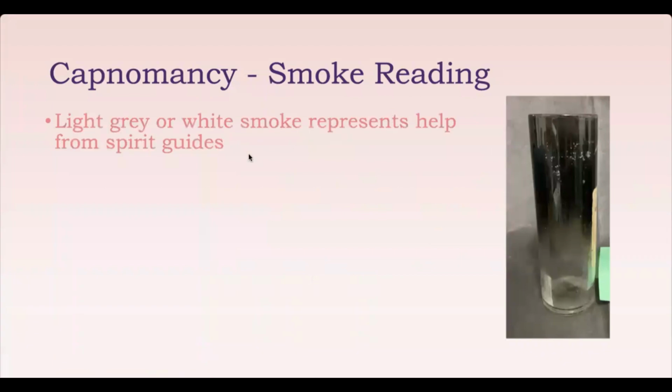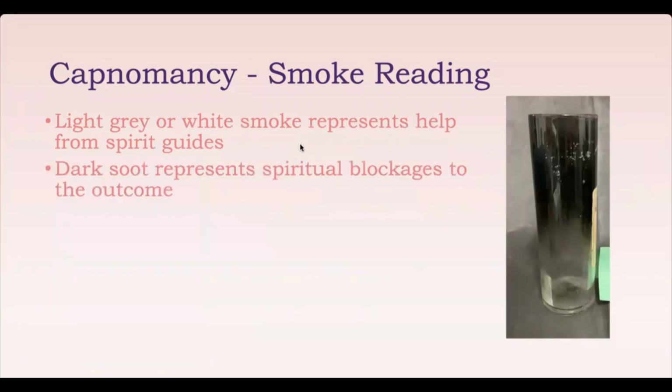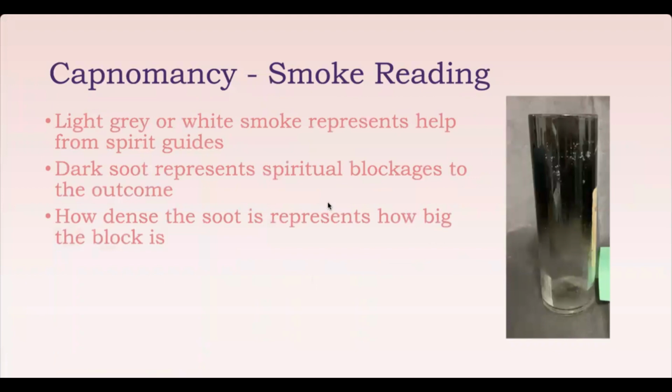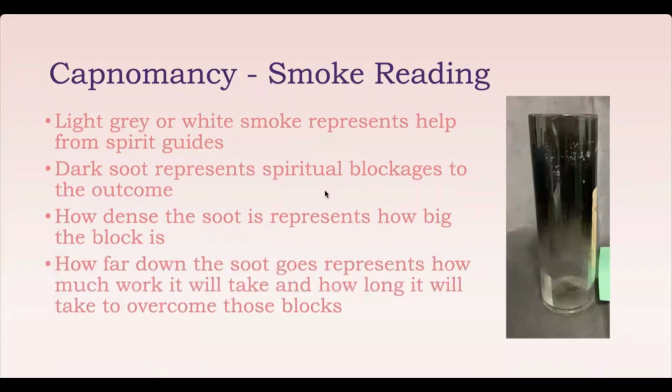However, if there is smoke, light gray or white smoke represents help from our spirit guides. Your spirit guides are saying, hey, we can help you. If you have dark soot, that represents spiritual blockages to your outcome. So however dense the soot is represents how big the block is, and how far down the soot goes on the glass represents how much work it will take and how long it will take to overcome those blocks.